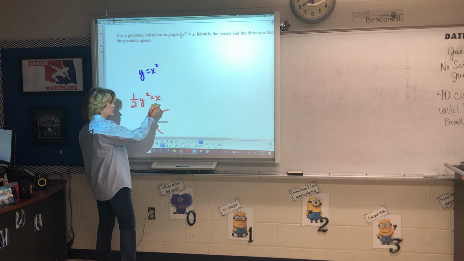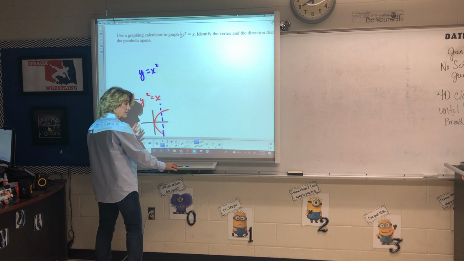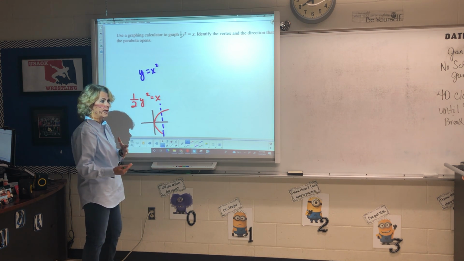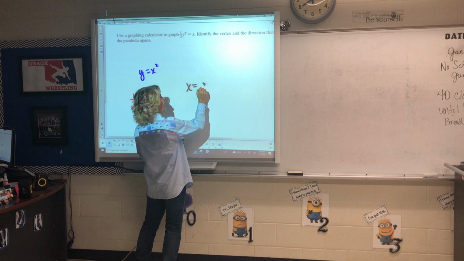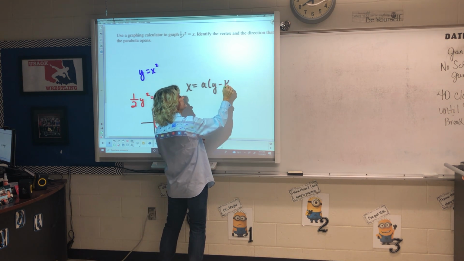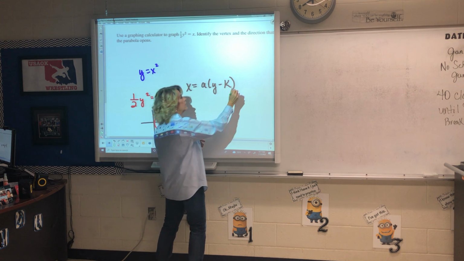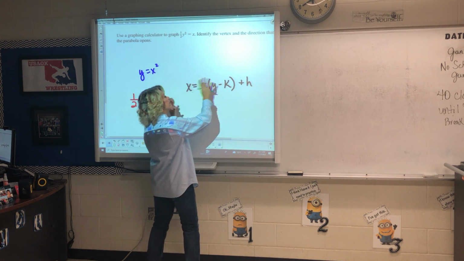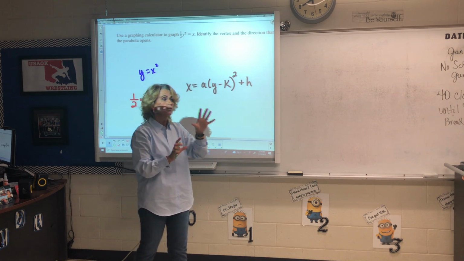And I know it's not a function because it will fail the vertical line test. Everybody with me? Okay. But even though it's not a function, those rules still apply. So, x equals a times (y minus k) plus h, squared. K goes with y, yes? This is the equation of my parabola that opens left or right.